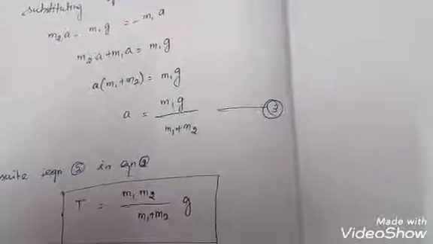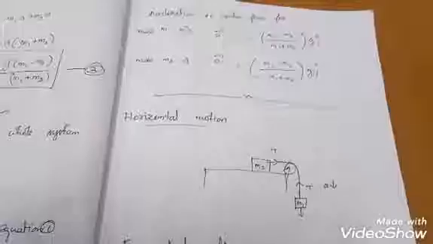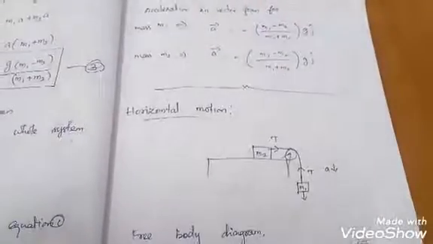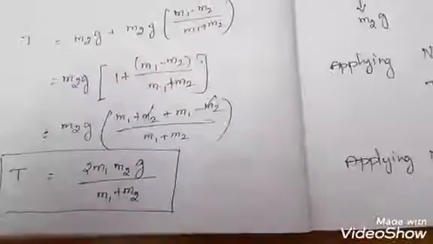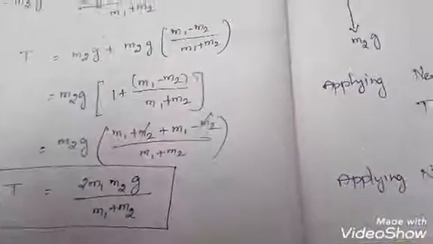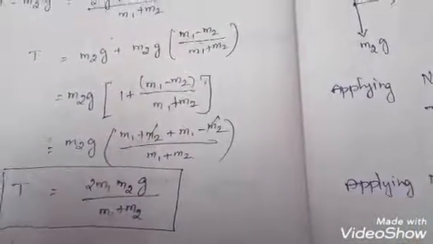Now we compare the tension for horizontal and vertical motion. The horizontal motion value is 2 times smaller than the vertical value, and the vertical value is 2 times greater than the horizontal value.